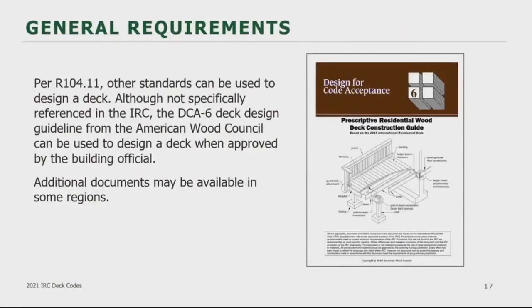I mentioned this earlier, but the DCA 6 document is a prescriptive residential wood deck construction guide. Approval for someone to use this guide as opposed to the IRC would need to be approved through R104.11 for an alternative means of materials, unless there is an ordinance or other rule that would allow it without that process.